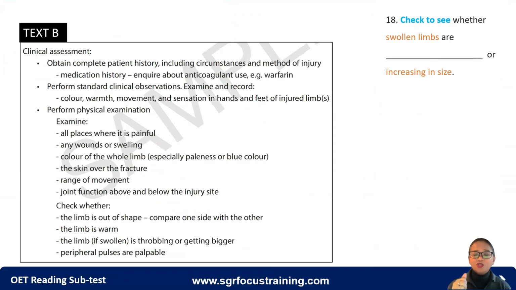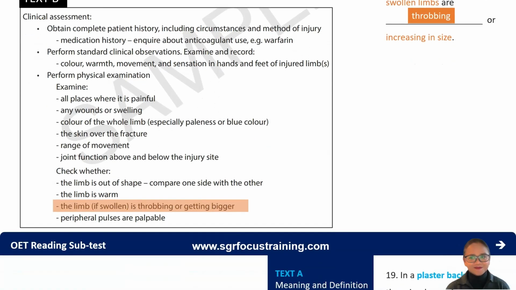We're going to use two keywords, the word swollen and the word increasing in size, okay? So we've got swollen in here and increasing in size in here. And that's something that you will find here. So swollen is available there. And then the phrase increasing in size is actually the same as the phrase getting bigger. So if it's getting bigger, that means the size is increasing. So the answer in here is throbbing. Okay, so check to see whether the swollen limbs are throbbing or increasing in size.